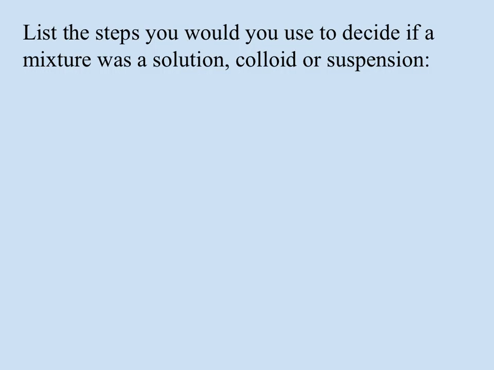So my final question, or my final slide here, is saying list the steps you would use to decide if a mixture was a solution, a colloid, or a suspension. So if you think about this for a bit, you can do some visual things, but mixtures can be separated physically. So really these are pretty simple tests that you could do. And what I would do is I would first look to see, is it cloudy? And if you say no, it's not cloudy, then it's most likely a solution.